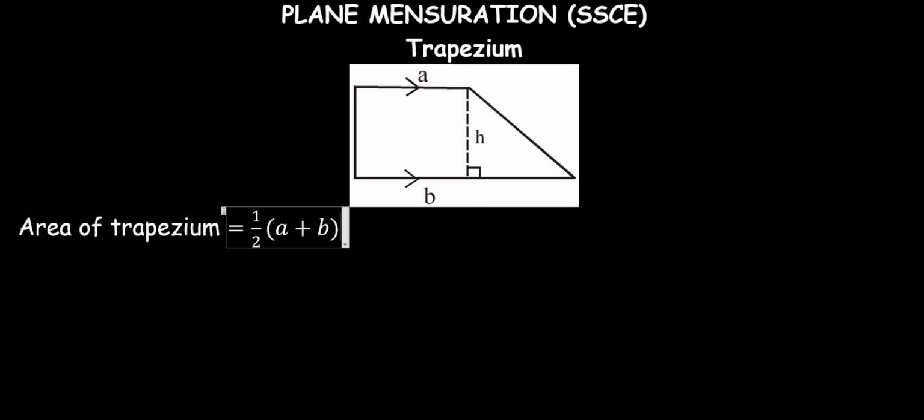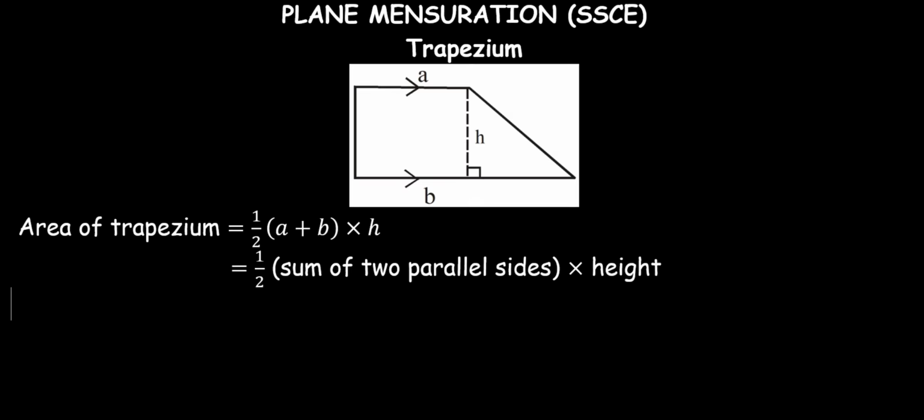Here, the area of a trapezium is equal to half into (A plus B) times H, which is the same as half the sum of the two parallel sides times height. From the diagram, you can observe that the two sides are A and B. They are parallel, with the symbol of parallel indicated here. Then the height usually has a right angle triangle to it, and that's what we use in identifying the height.